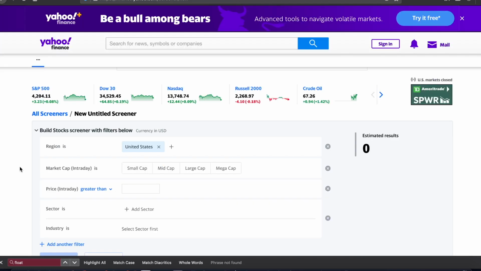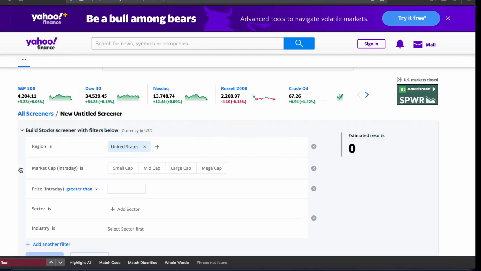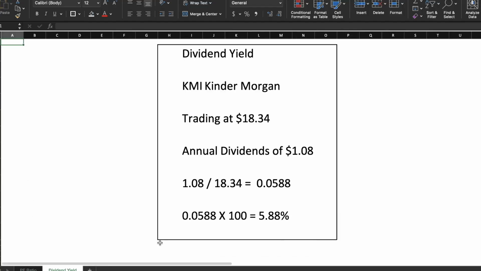Okay, so for our next example, we're going to look at dividend yield. Dividend yield is a pretty easy calculation, right? So let's say KMI, which is Kinder Morgan, is trading at $18.34. They pay an annual dividend of $1.08. What you've got to do is take that annual dividend and divide it by the trading price of $18.34, and that would give you 0.0588. Now, if you want to convert that to a percentage, you multiply that number by 100, and that gives you 5.88%, which is the current dividend yield for Kinder Morgan.